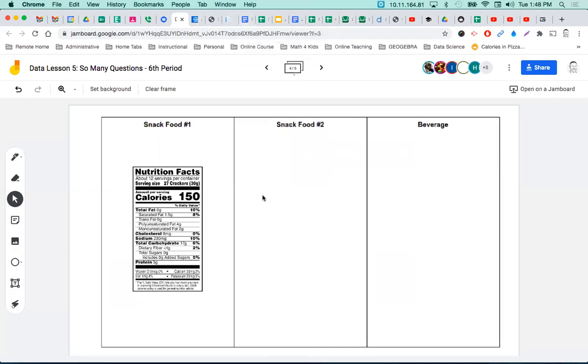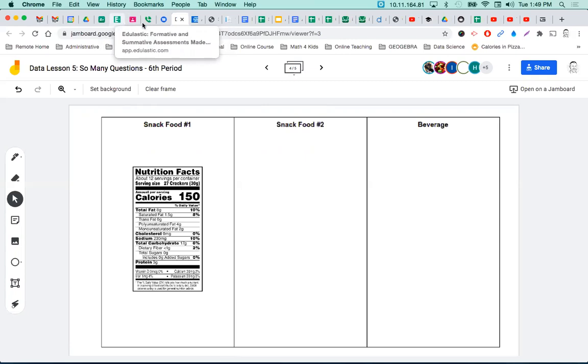I want you guys to find the nutrition labels for 2 snack foods and 1 beverage. Now, appropriate snack foods and appropriate beverages. I want you to find the labels for those, and I'm going to show you how to do that. What you're going to do is just copy and paste them into the document I'm giving you guys. So I did one here, and I'm going to actually redo it so you guys can see how I do that.